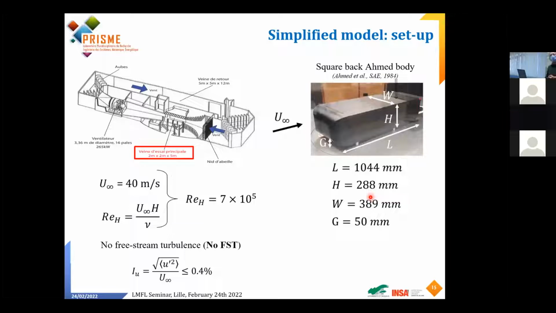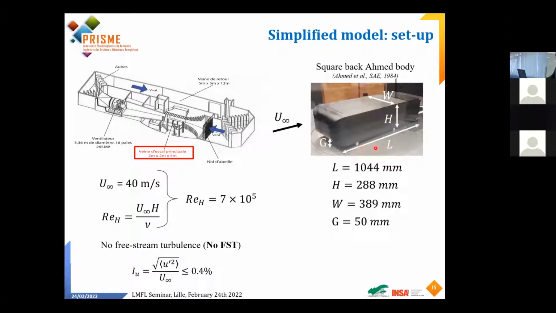Here are the experiments that we have used. So this is the wind tunnel that we have in Orléans, which is a bit smaller compared to the one we have here in Lille. So the test has been done in this test section, which is 2 meters by 2 meters wide and 5 meters long. This is the image of the Hammett body that we have used. So it's a flat back Hammett body. So it's like an SUV, let's say. And here you have the dimensions.